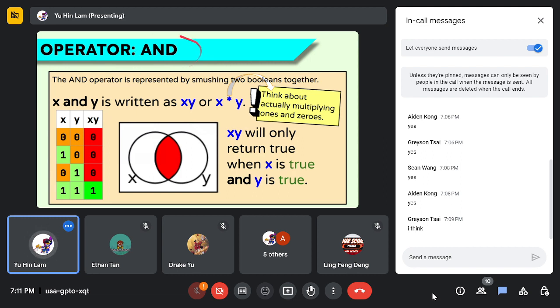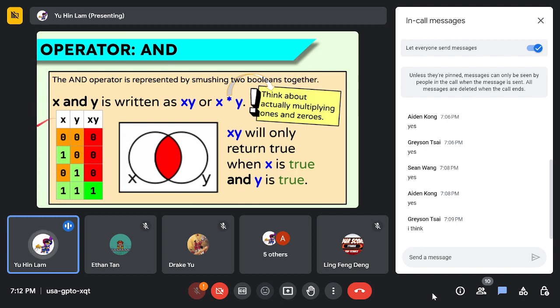Our first operator is the AND operator. It can be written as xy or just x times y. We can think of it like multiplying zeros and ones. Just like I said before, our Venn diagrams are here, and AND is represented by the part where they both overlap. So x and y, or x times y, will only return true, or 1, when both x is true and y is true.